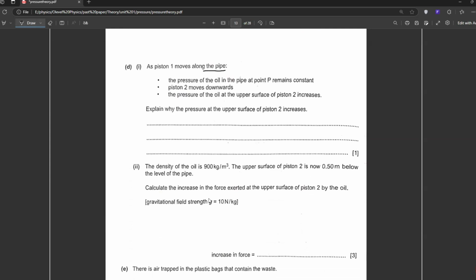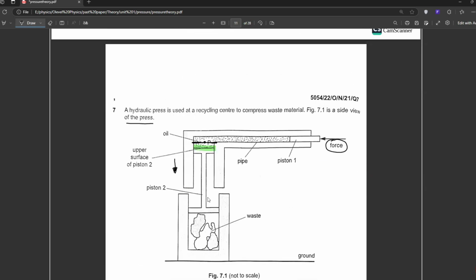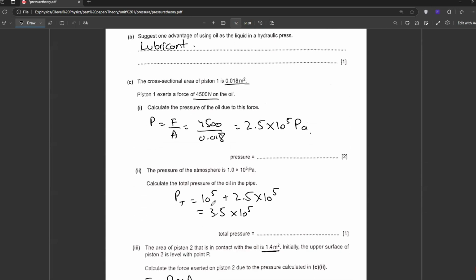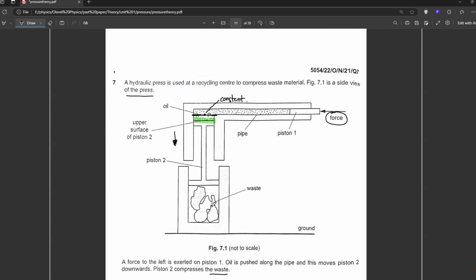The pressure of the oil in the pipe at point P remains constant. So the pressure here at point P remains constant. What else is the examiner saying? Piston 2 moves downwards. The pressure of the oil at the upper surface of piston 2 increases. Very good. So basically, the pressure at the upper surface that was initially at point P, if it starts moving downwards, the pressure will increase.